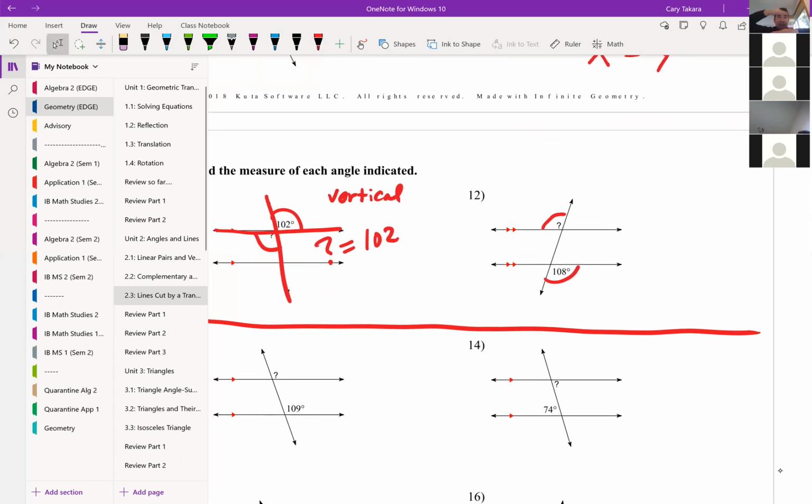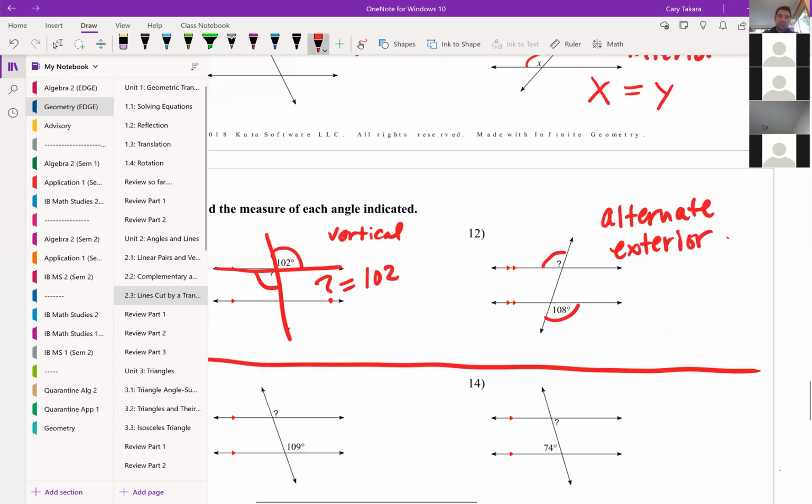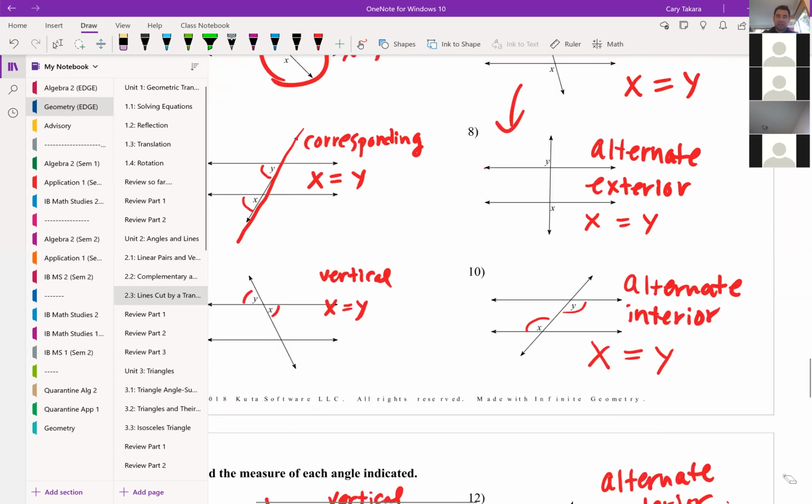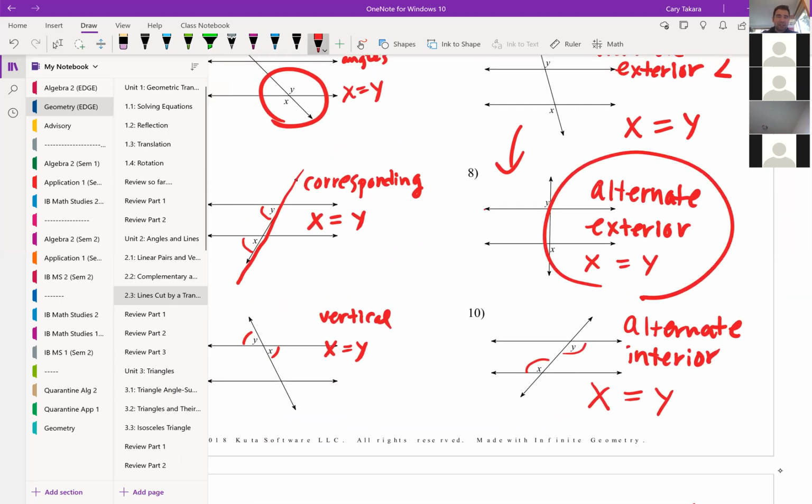They are outside of two parallel lines. So that's exterior. One is on the left side, one is on the right side. So that's alternate. It is alternate exterior. Alternate exterior angles, they are equal to each other, right?